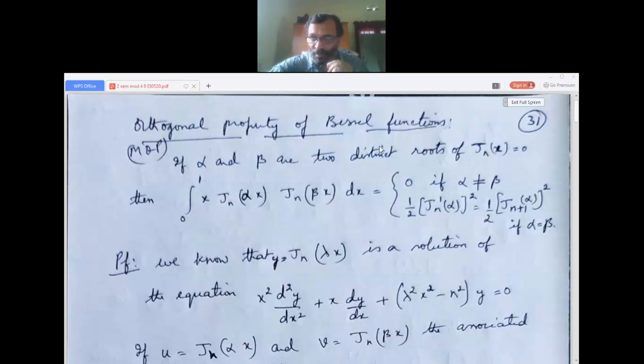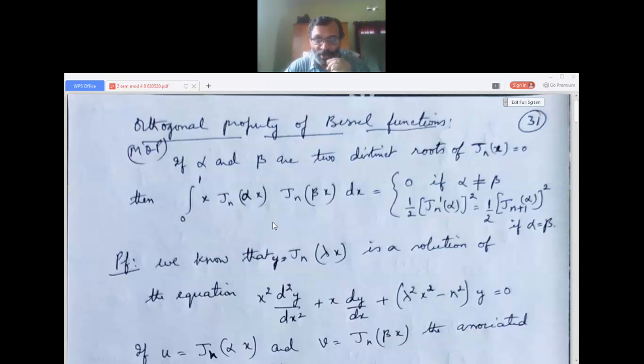Okay. So its statement is like this: if alpha and beta are two distinct roots of Jn of x equals 0, so two roots are there. Then the integral from 0 to 1 of x Jn of alpha x into Jn of beta x dx is equal to 0 if alpha not equal to beta, and half into Jn dash of alpha whole squared is equal to half into Jn plus 1 of alpha squared if alpha equals beta.